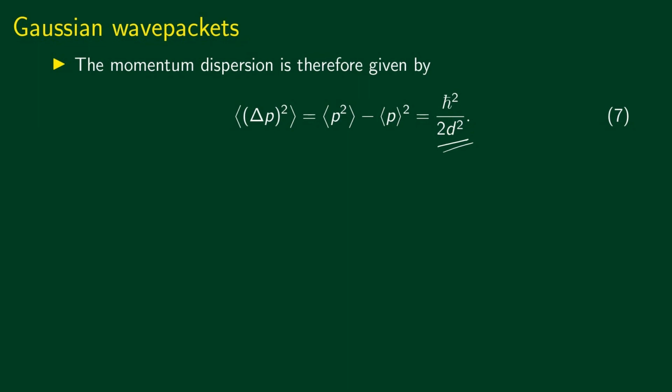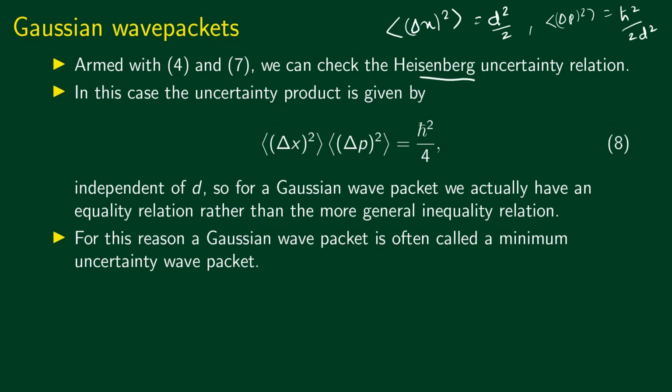Now let's find the product of the dispersions. Now let's check the Heisenberg uncertainty relation. We have got the dispersion in the position operator, which is d square by 2, and the dispersion of the momentum operator is calculated as h bar square divided by 2d square. You just take the product, multiply these two, this d square will cancel off and you get h bar square divided by 4.